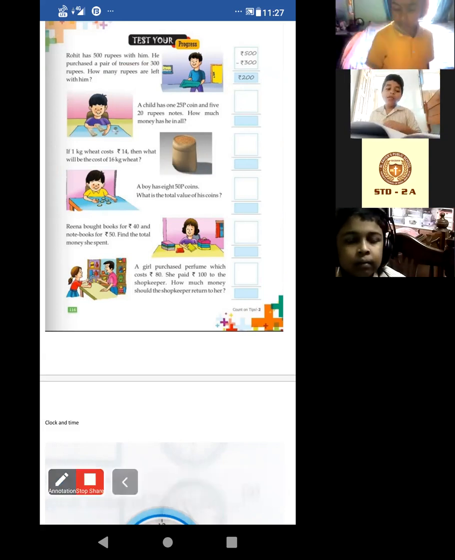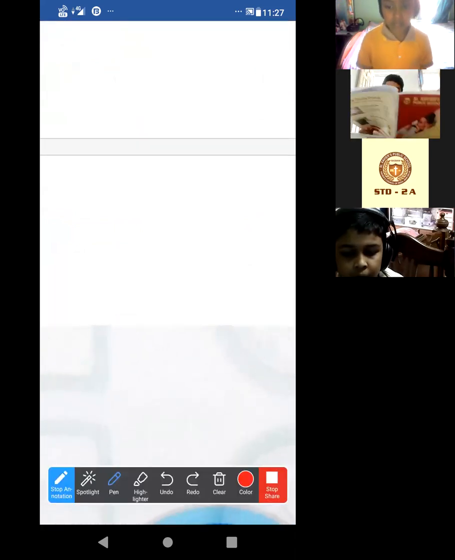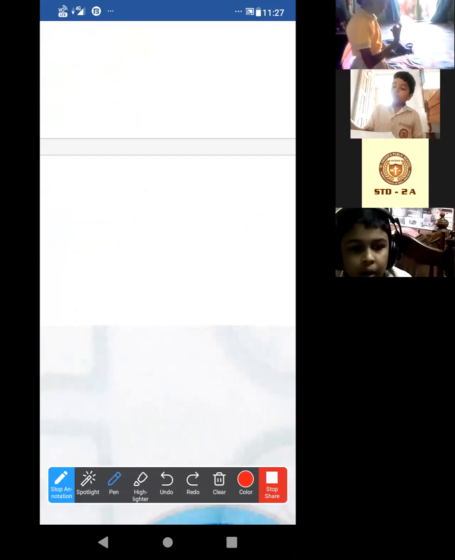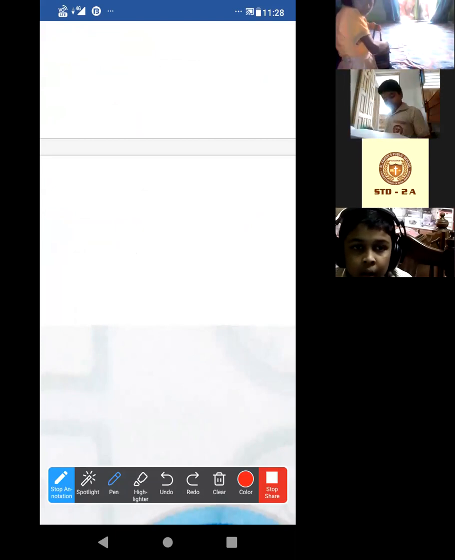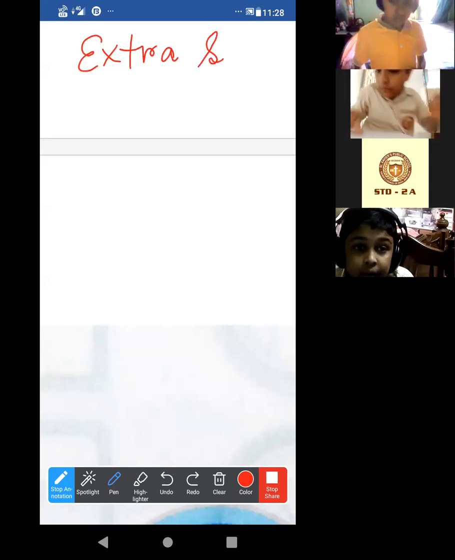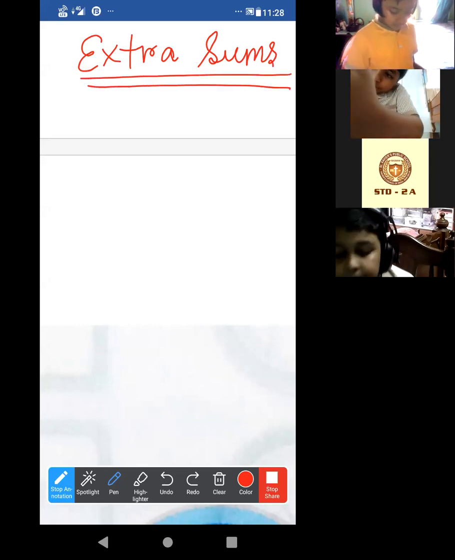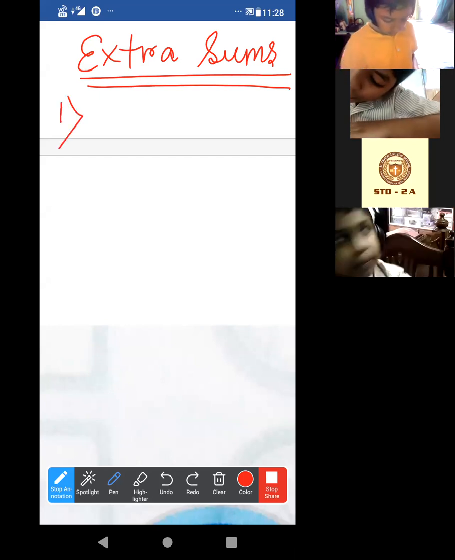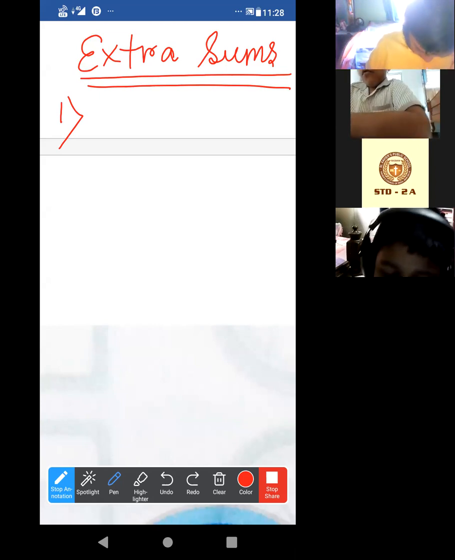Acha, now look at this. Adding of paise and rupees together. How to do? Suppose it is given 2 rupees. Acha, you can give the heading Extra Sum, number 1. All of you give the heading, then I'll start.